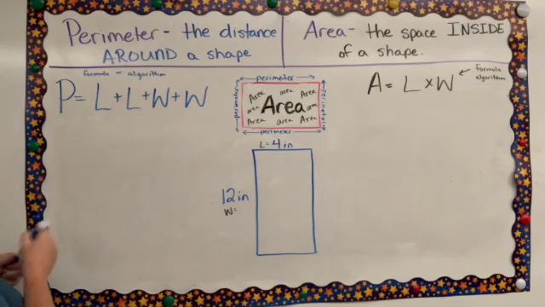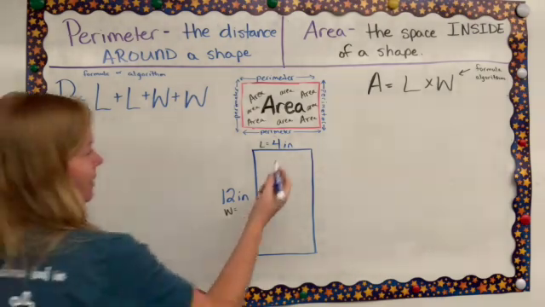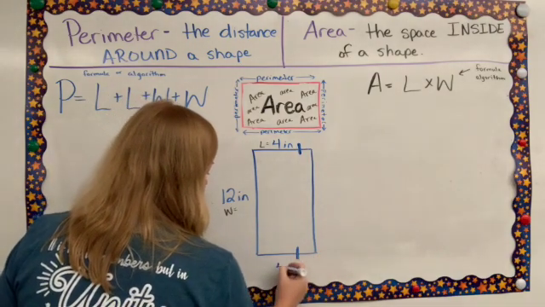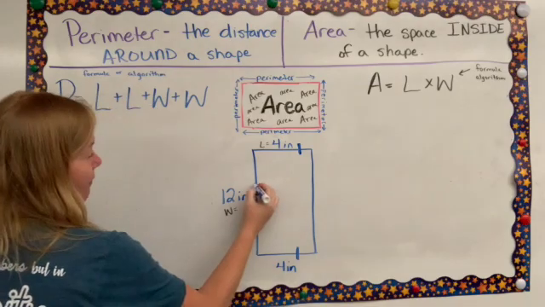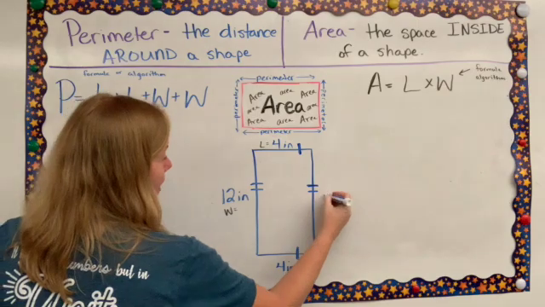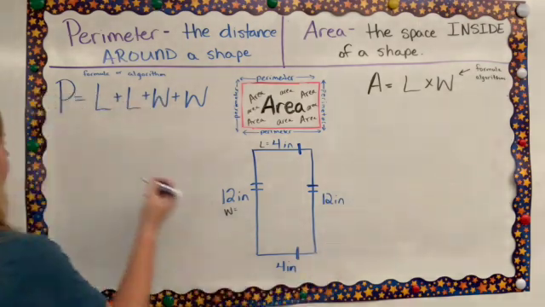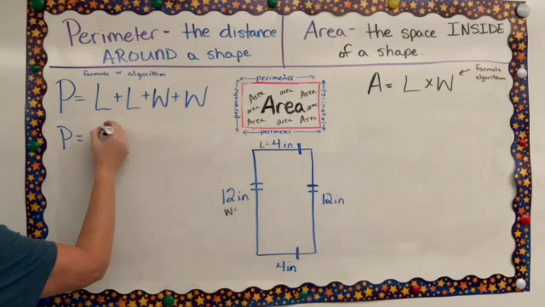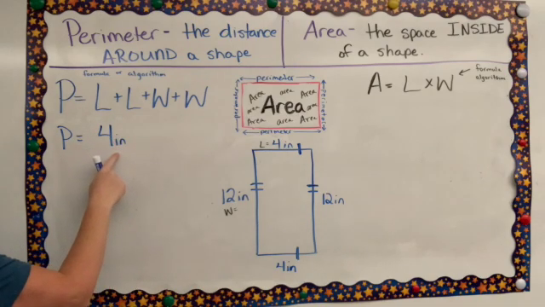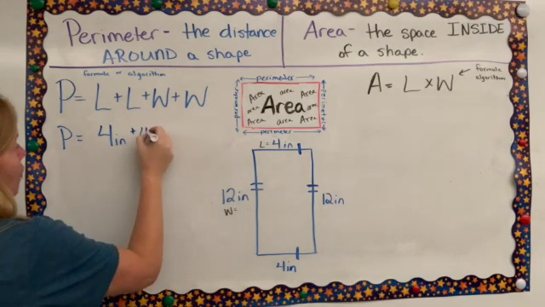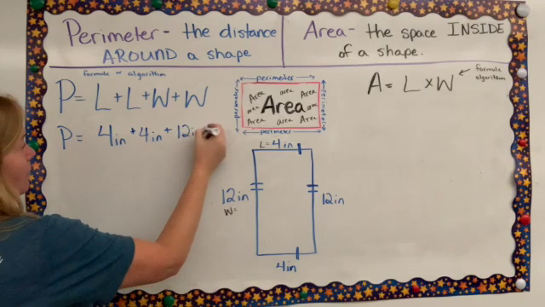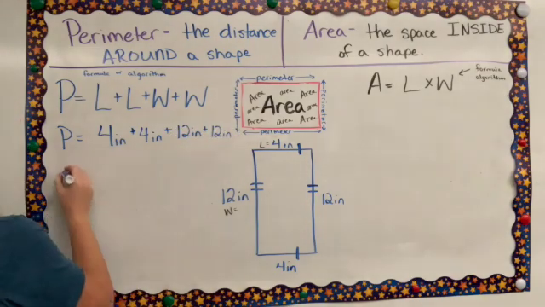plus length. Where do I get my other L from? Yes, if this is 4, then this side is 4. If this side is 12, then this side is 12. Perfect. Perimeter equals 4 inches. Do not forget that unit of measurement, plus 4 inches plus 12 inches plus 12 inches.